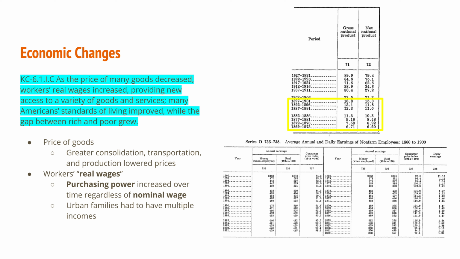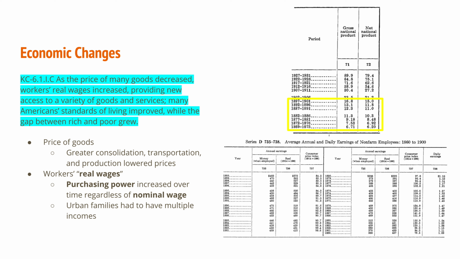The price of goods is going to decrease. That's due to greater consolidation from the large businesses, and greater amounts of transportation that make shipping goods faster and cheaper. The production of goods increases, and whenever the supply of something is high, the price of it goes down. On the top right, you see a chart of U.S. economic data, and throughout the late 19th century, the gross national product of the United States continues to grow. From 1869 to 1897, we see almost a tripling of the gross national product.